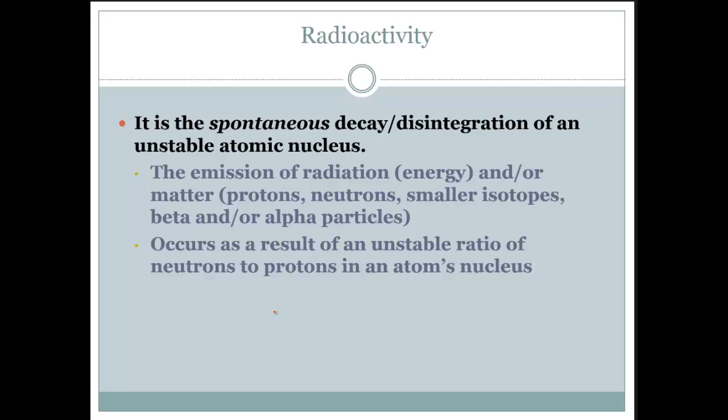So let's look at radioactivity a little bit closer. It's the spontaneous decay or disintegration of an unstable atomic nucleus. It involves the emission of radiation, which is energy, and/or matter, such as protons, neutrons, smaller isotopes, beta and/or alpha particles, and it occurs as a result of an unstable ratio of neutrons to protons in the atom's nucleus.